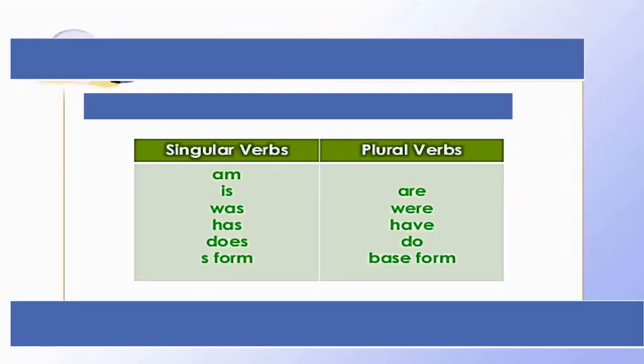Now see, here is a list of singular verbs and one more list is given, that of plural verbs. In singular verbs we have am, is, was, has, does, and the s or es form of the verb. And in plural verbs we have are, were, have, do, and the base form, meaning the first form of the verb.